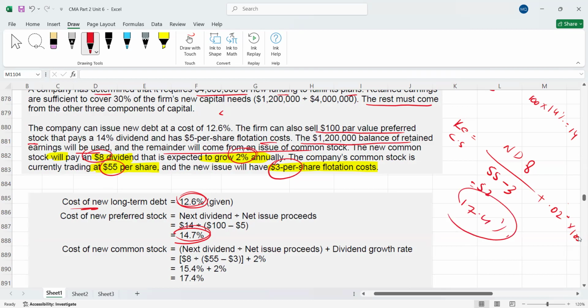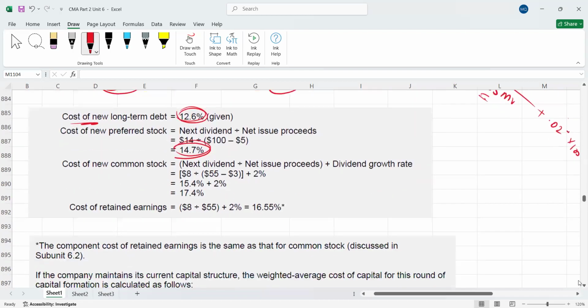Do you remember how would you calculate cost of equity for retained earning? Tell me now. For retained earning, this will be the difference. Just we will ignore the flotation cost because retained earning is not having a flotation cost. So now this will be the formula. Next dividend divided by just market value, which is 55 or issue price. Okay. Plus growth times 100. So if you will solve it, retained earning is going to be 16.55%. So this is for the retained earning.